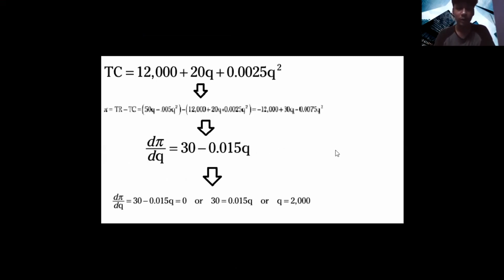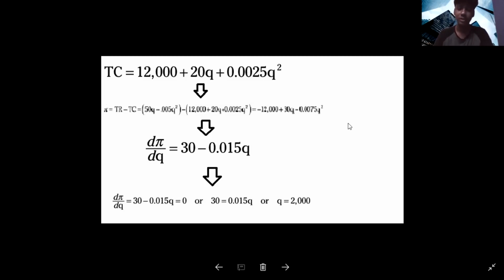Now we know that to calculate the profit, we need two things: total revenue, which we have already calculated, and total cost, which is given here. We simply subtract total cost from total revenue to get the profit, which here is defined by pi.